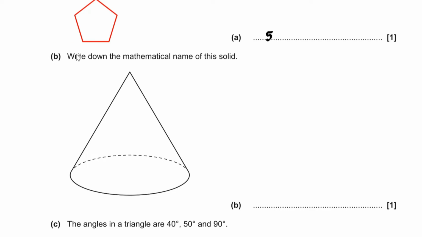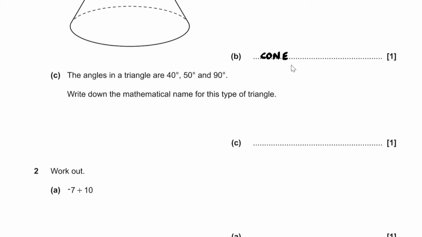Part B. Write down the mathematical name of this solid. Well, here we have a cone. Part C. The angles in a triangle are 40, 50 and 90 degrees. We have to write down the mathematical name for this type of triangle. Well, we have a right-angled triangle because one of the angles is 90 degrees.